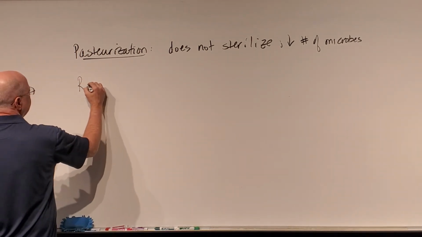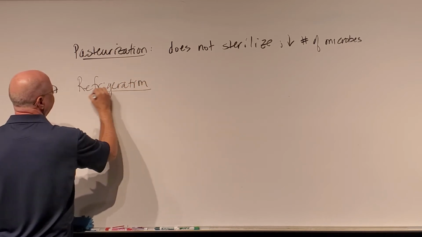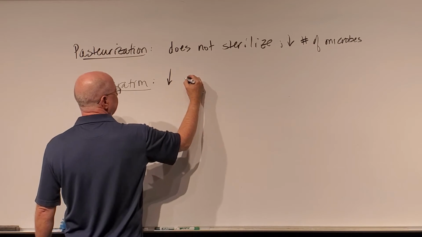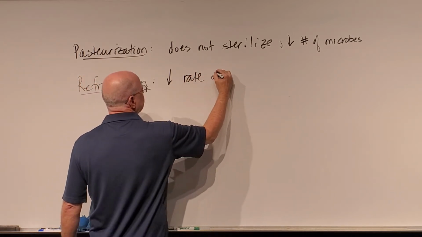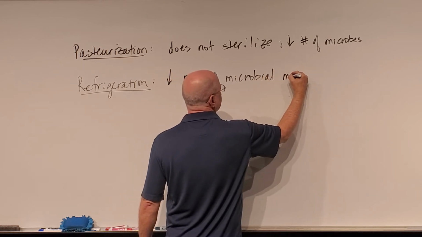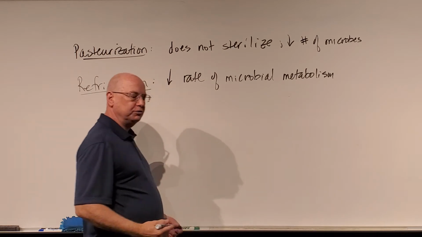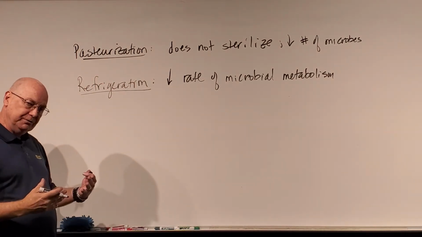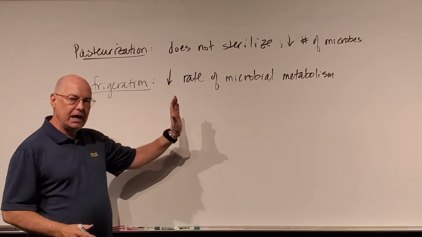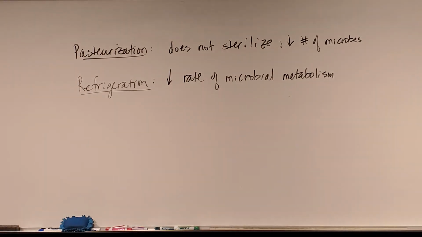Now, when we talk about using heat, sometimes it's sort of the absence of heat. So another thing that we can do is we can use refrigeration. Again, refrigeration does not necessarily kill microbes. What it does is it can decrease the rate of microbial metabolism. It slows the rate at which microbes can make energy, therefore slowing down their reproductive rates so that it can delay spoilage and prevent microbial growth over a period of time.